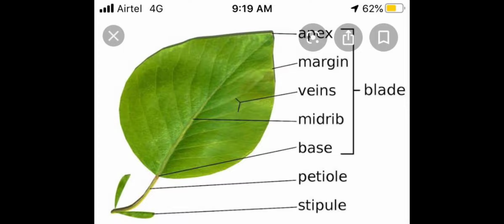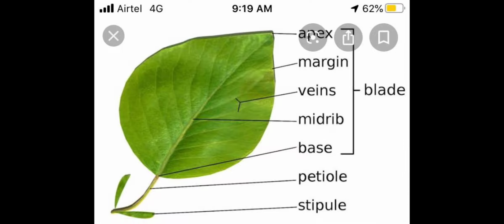In today's class, we are going to discuss the site of photosynthesis, that is the leaf. Basically, the leaf contains chlorophyll and it is the green part. We are going to study today the external and the internal structure of leaf. Now, let us see the external structure first.